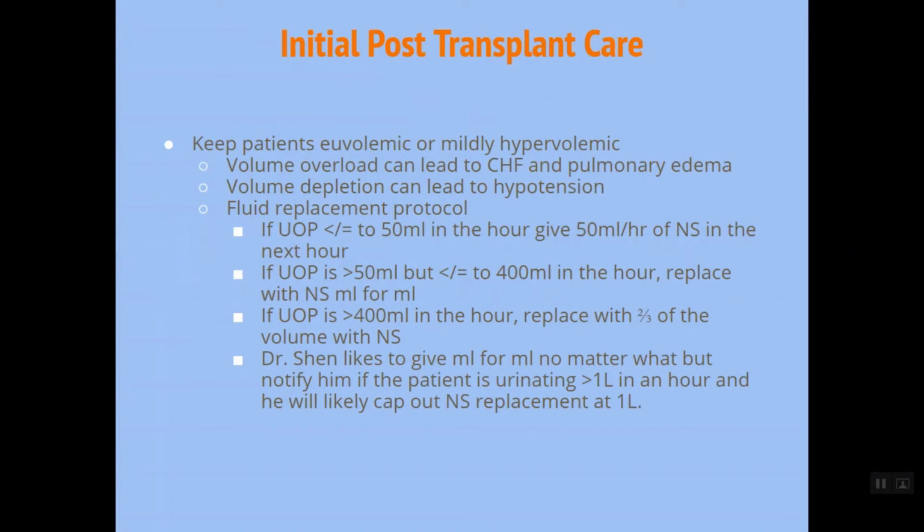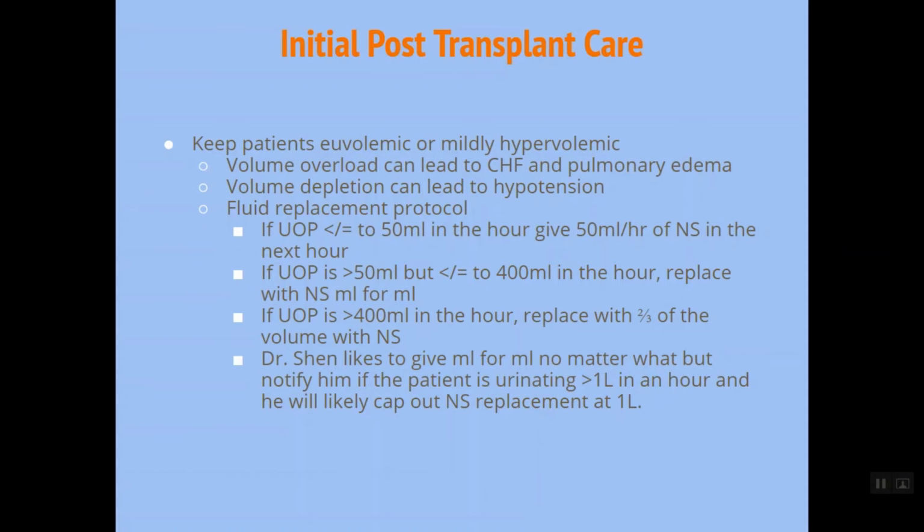So continuing with post-transplant care, one of the most vital things that we're managing is the patient's hemodynamics and fluid volume status. So we like to keep patients euvolemic or mildly hypervolemic. Volume overload will lead to pulmonary edema, often we find, and volume depletion can lead to hypotension, which ultimately will lead to altered renal function, as we've learned so far.